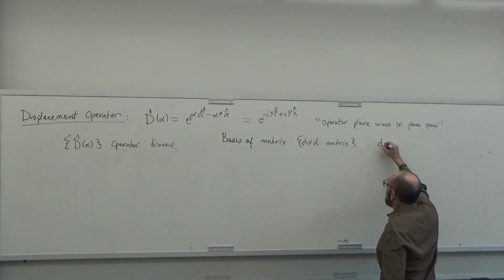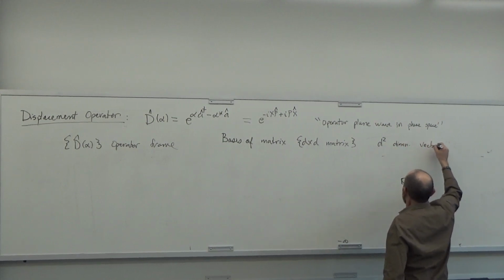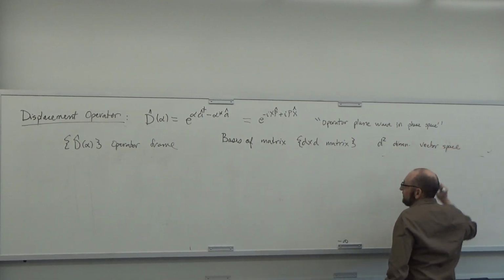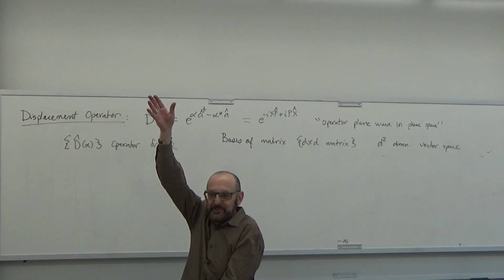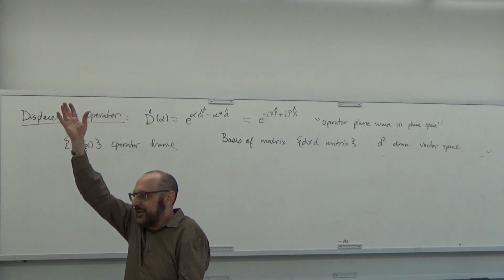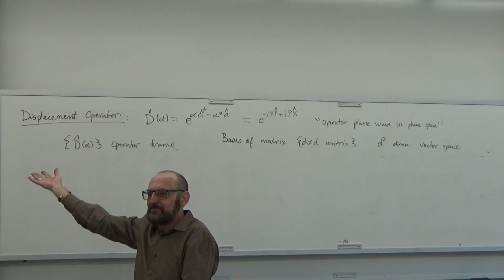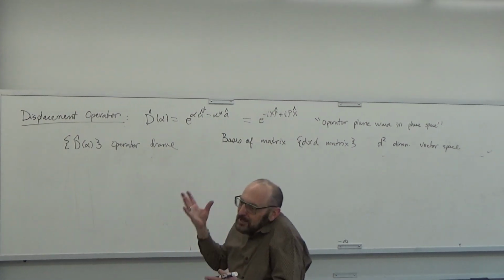This is a D squared dimensional vector space. One way I could do it is just stack all the columns together and I have one giant vector. That would be one way of looking at it, why there's an isomorphism between matrices and vectors. I don't have to do that.